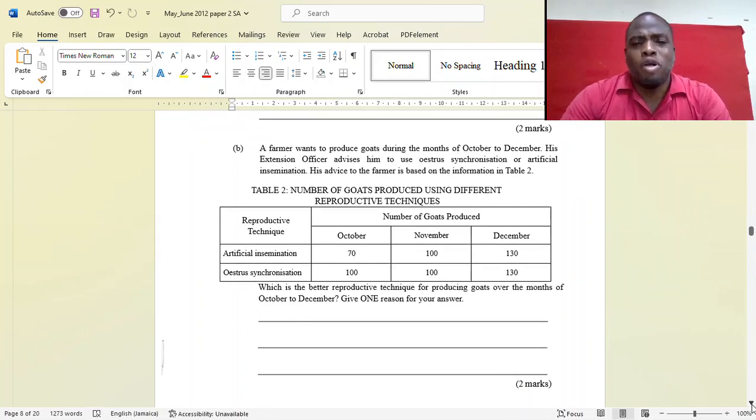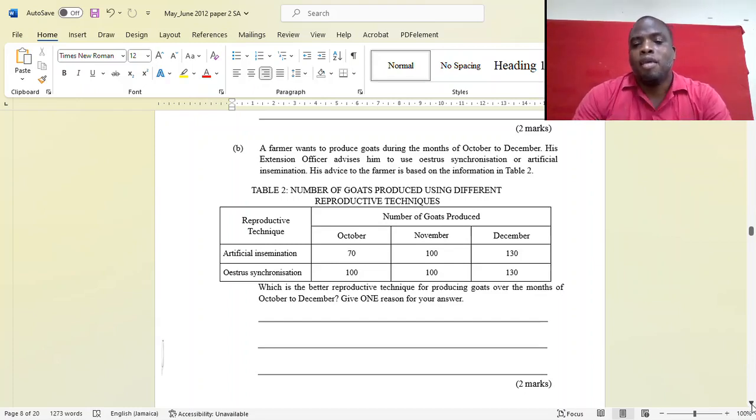Now, a farmer wants to produce goats during the months of October to December. His extension officer, and this is the person who's guiding the farmer, giving him information, advises him to use estrus synchronization. When we talk about estrus synchronization, we're talking about heat. Heat, the period. We're not talking about the sun.